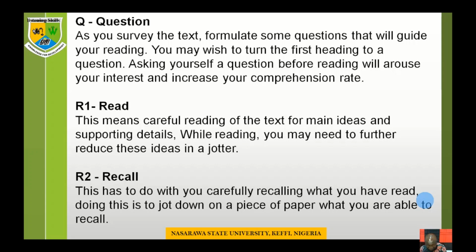R2 means recall. It has to do with you carefully recalling what you have read, and doing this is to jot down on a piece of paper what you are able to recall.